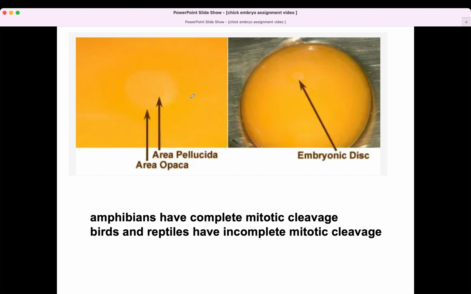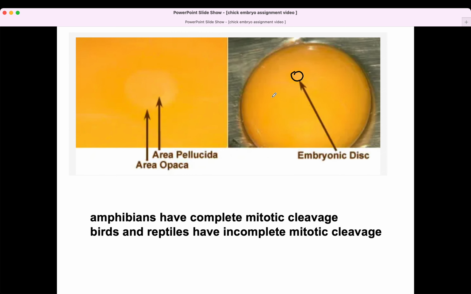Here's a chicken egg, a chicken egg yolk, and the early embryonic disc develops in a region that's about that big relative to that chicken yolk. And here's a blow-up of it just under a regular light microscope. The central region where the embryo is called the area pellucida. Around it is this area called the area opaca.